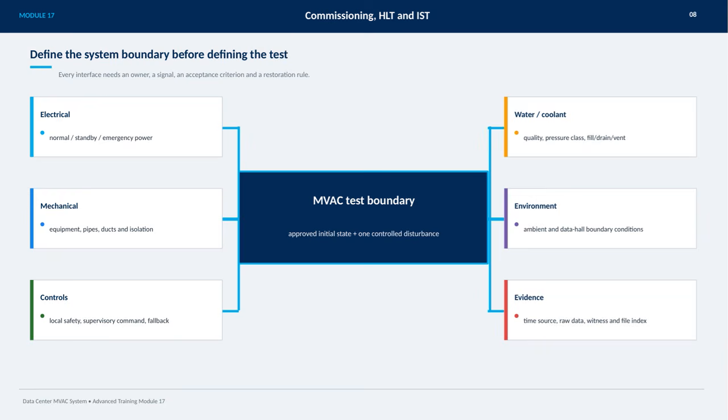Finally, evidence gathering plays a vital role. This involves tracking time sources, raw data, witnesses, and file indexes to support the test outcomes. All of this defines the MVAC test boundary, where we start from an approved initial state and then introduce one controlled disturbance to evaluate the system's response. This structured approach ensures clarity and accountability throughout the commissioning process.